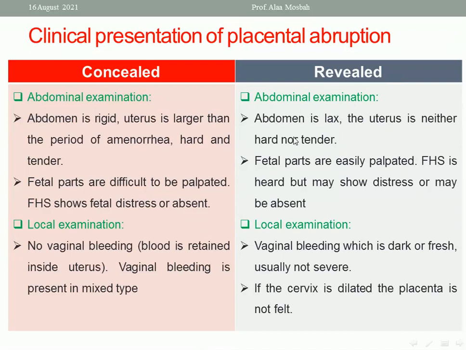While in the revealed type, the abdomen is lax, similar to that of placenta previa to some extent. The uterus is neither hard nor tender. Fetal parts are easily palpated, and fetal heart sound can be heard, except if there is fetal demise or distress. You can diagnose the distress because of bleeding. On local examination, vaginal bleeding which is dark or fresh, usually not severe. If the cervix is dilated, the placenta is not felt.